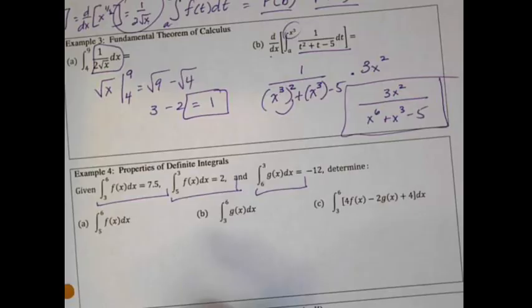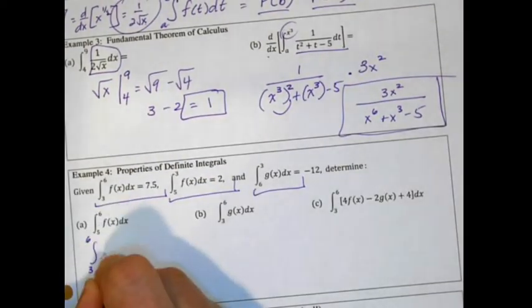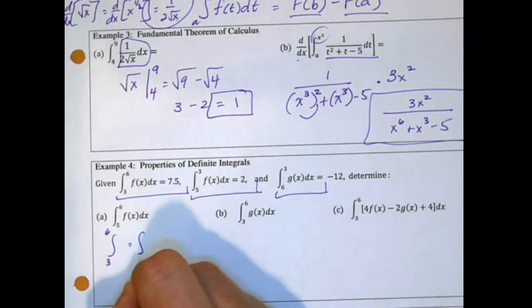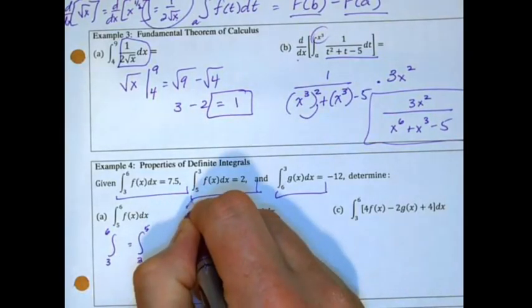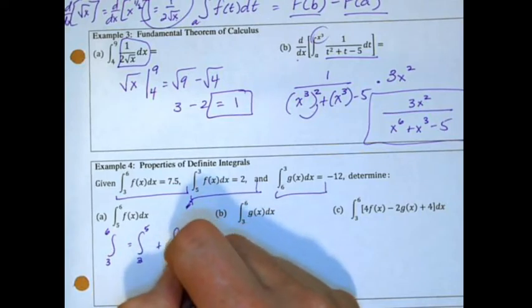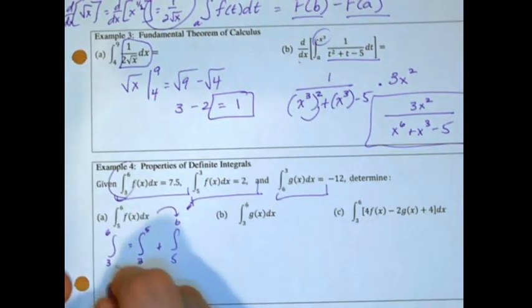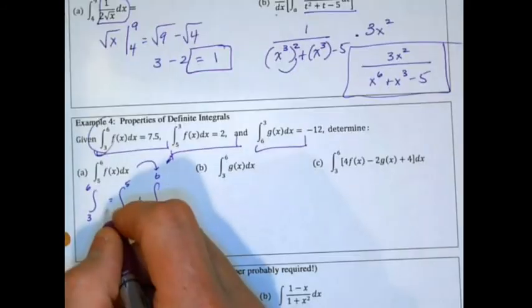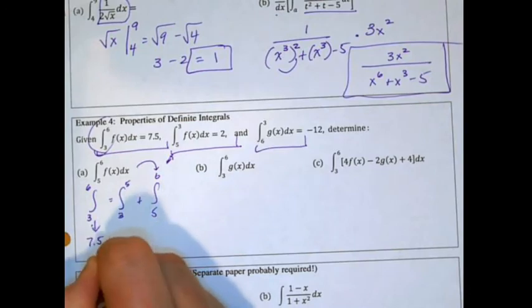So here we go. We're going to look at 3 to 6. And that's going to be the integral from 3 to 5, because we are given that one, plus 5 to 6. That's the one that we're going to find. So we're given this one, and some people write it out. Okay, so this is 7.5.